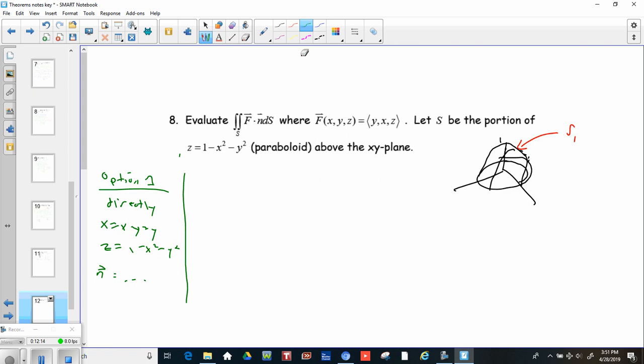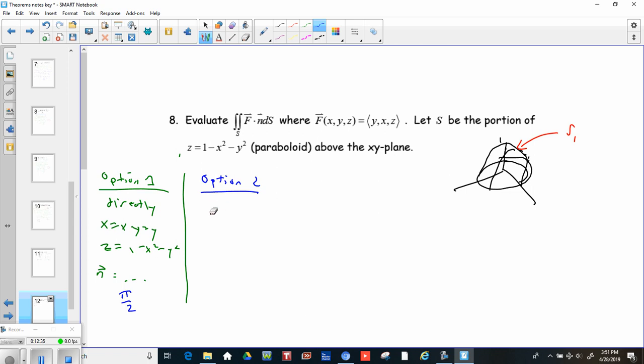But there's another option, and this is the one I'm more interested in. This one's not horrible, by the way. It does work out. I believe the answer actually is pi halves. If you work it out, you just have to take my word for that, or you can try it yourself if you want to. The second option is we can actually use the divergence theorem.